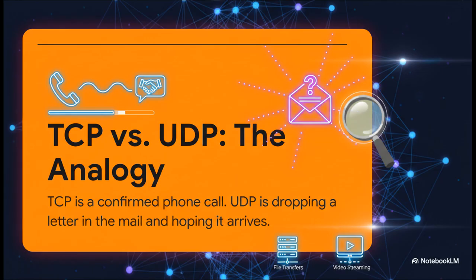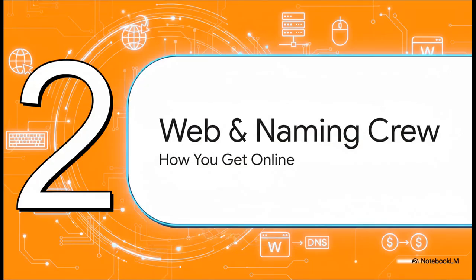TCP is like making a phone call. You dial the number, you wait for them to say hello, and you confirm you're connected before you start talking. You use this for stuff where you can't lose a single bit of data, like downloading a file or loading a web page. UDP, on the other hand, is like dropping a letter in the mail. You just send it off and you assume it'll get there. It's perfect for things where speed matters way more than 100% reliability, like a quick DNS lookup or streaming a video.